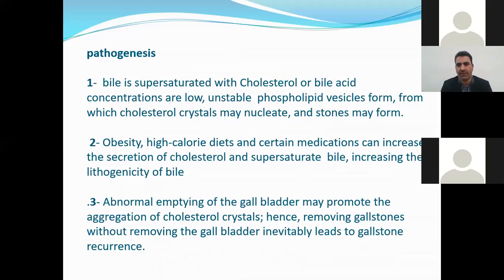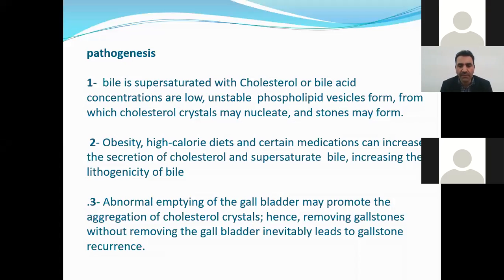What is the pathogenesis of gallstones? The bile is supersaturated with cholesterol, or the bile acid concentration is low, because there is a balance between cholesterol and bile acid within the bile. When this balance is changed, it leads to crystallization of the cholesterol as crystals, which then nucleate to form stones. Obesity, a high caloric diet and certain medications like contraceptive pills increase the secretion of cholesterol and supersaturated bile, increasing the lithogenicity of the bile.